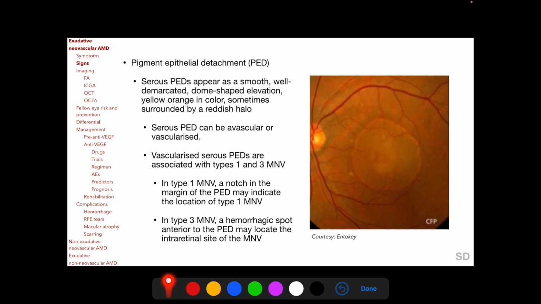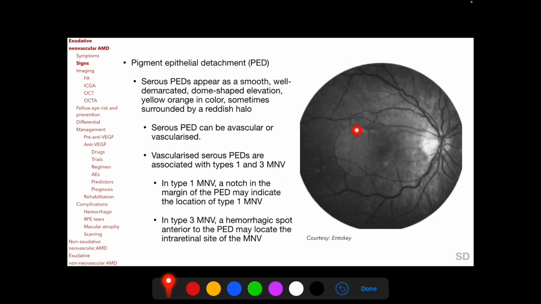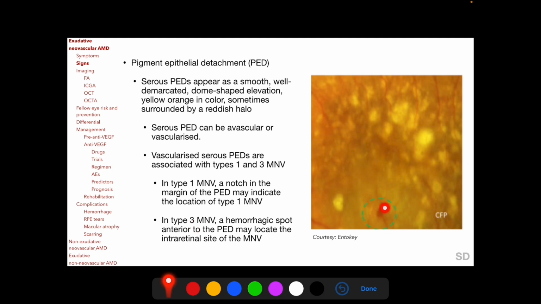Serous PED can be avascular or vascularized. Avascular serous PED, as shown here in this clinical photograph, is typically found in conditions such as central serous chorioretinopathy, whereas vascularized serous PEDs are associated with neovascular AMD, particularly with type 1 and type 3 MNV. In type 1 MNV, a notch in the margin of the PED may indicate the location of the type 1 MNV, and in type 3 MNV, a hemorrhagic spot anterior to the PED may locate the intraretinal site of the MNV.